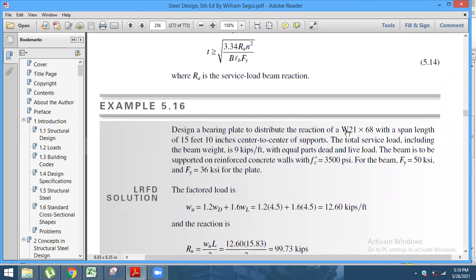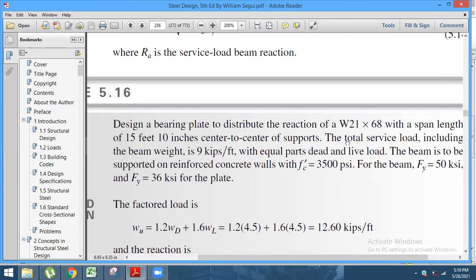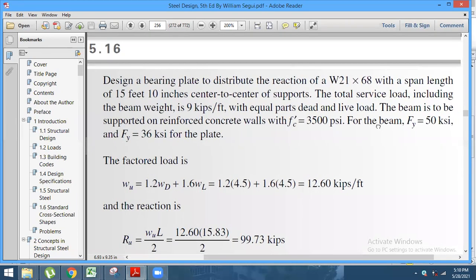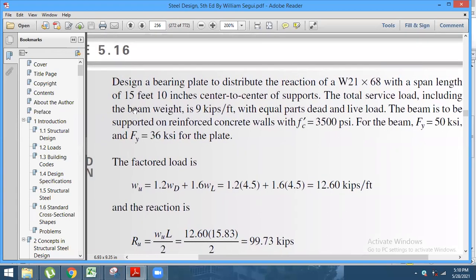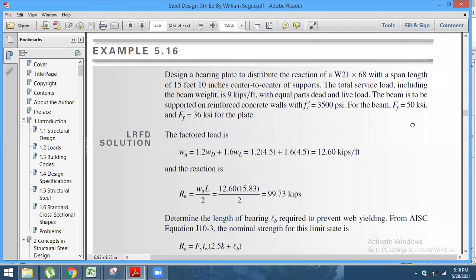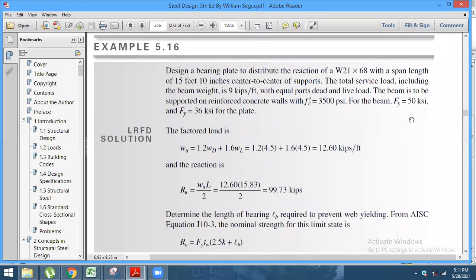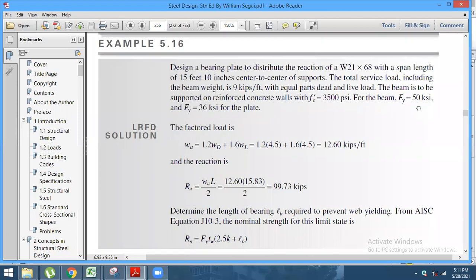Ayan. So, ang kinocompute dito, sabi niya, design a bearing plate. So, pinapadetermine niya yung bearing plate with spanning of 15 feet and 10 inches in towards the center of supports. So, may dead load, tsaka live load na 9 kips per foot. And the beam is to be supported on reinforced concrete wall with fc prime 3,500 psi and Fy is 50,000 psi and Fy is 36 for the plate.